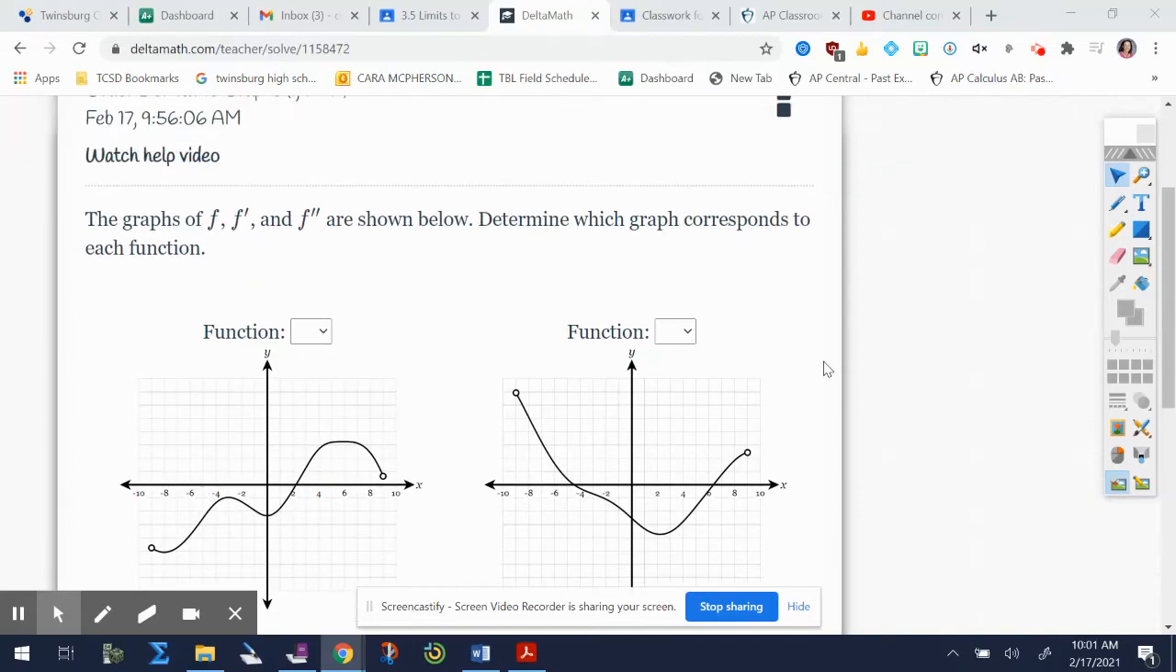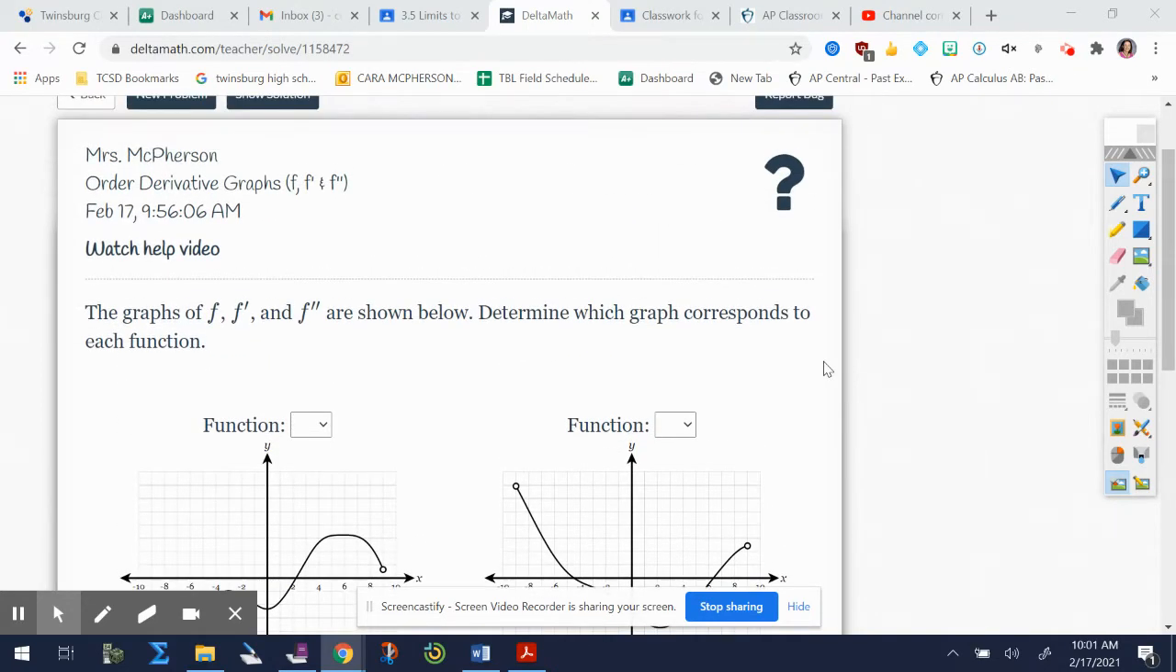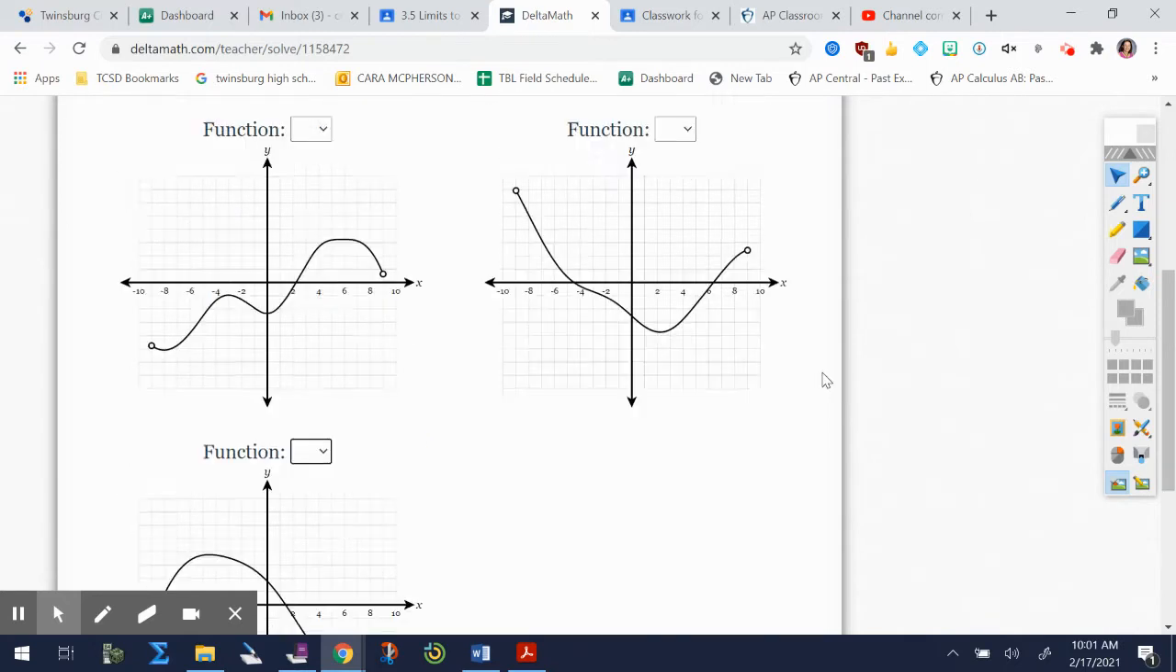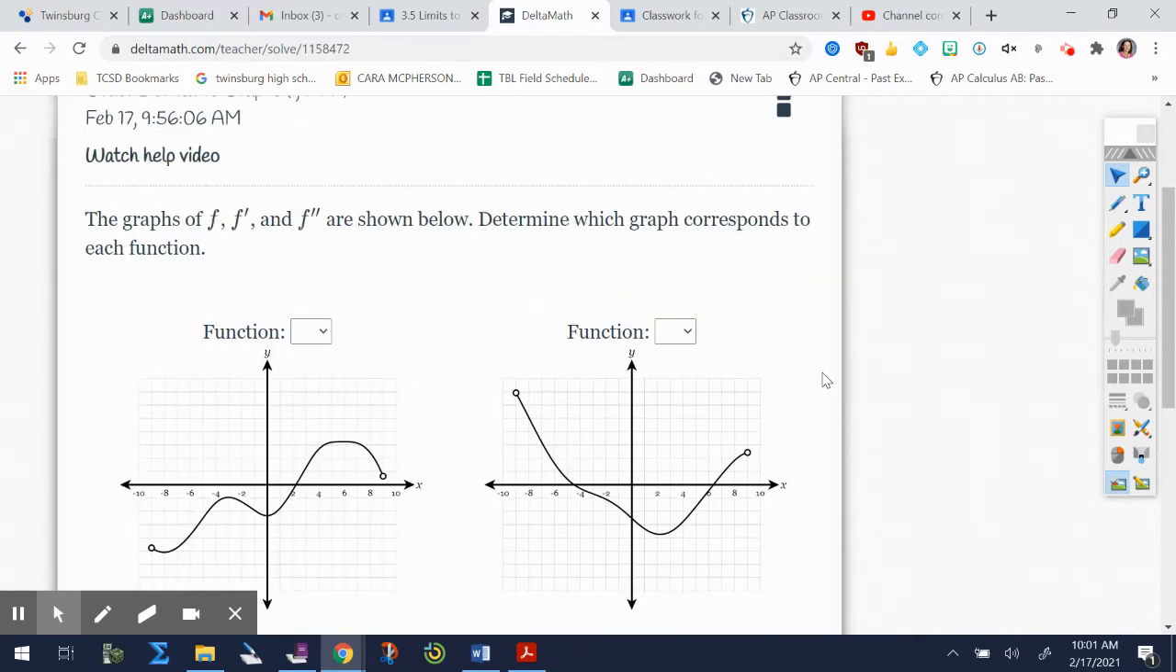I'm going to do a quick video just to show you this one type of problem on Delta Math because it's definitely one that really gets you thinking and can take a while, as simple as it's presented. So they give you three functions, and your job is to figure out which one is the original, which one's the derivative, and which one's the second derivative.